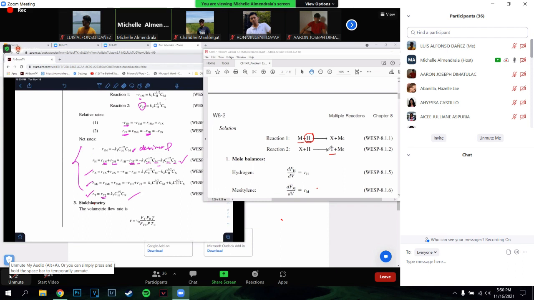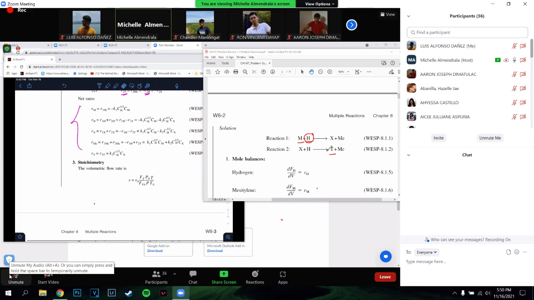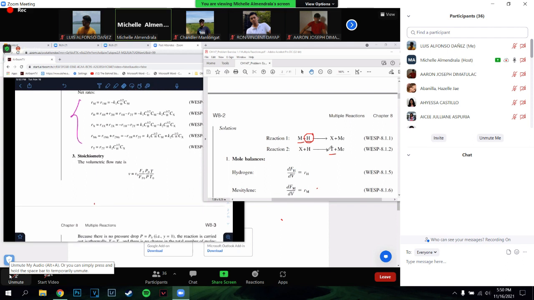We're talking of this net rate. So we have now expressed the rate in terms of the concentrations that we want. But of course, we need to know the initial values of the concentration. Stoichiometry and volumetric flow rate are given.